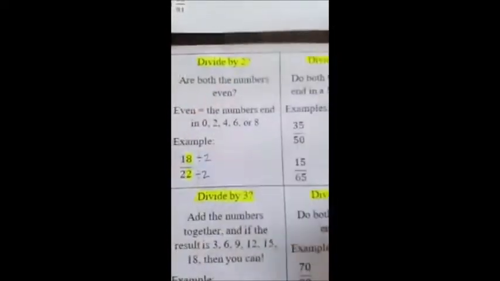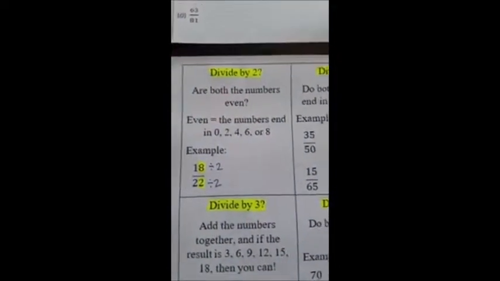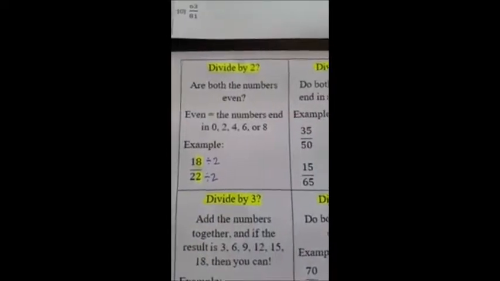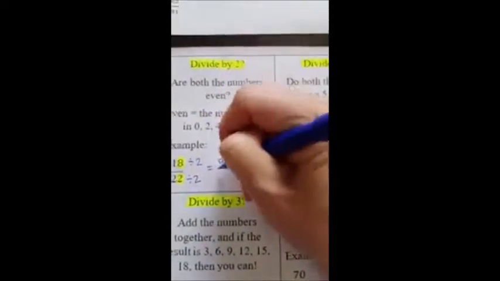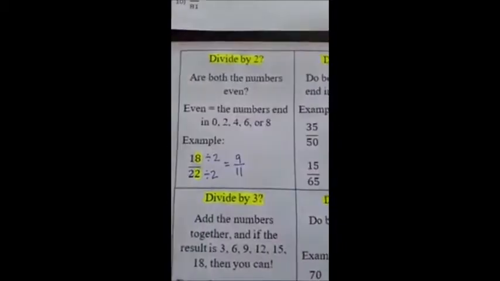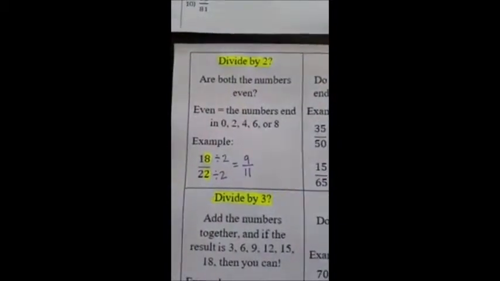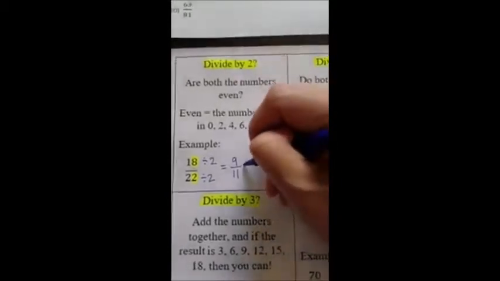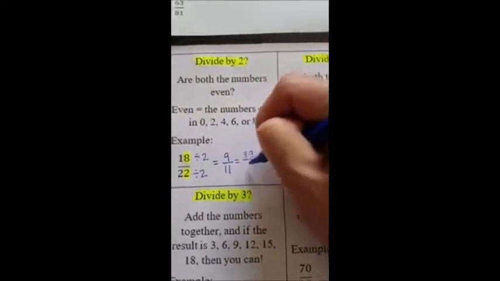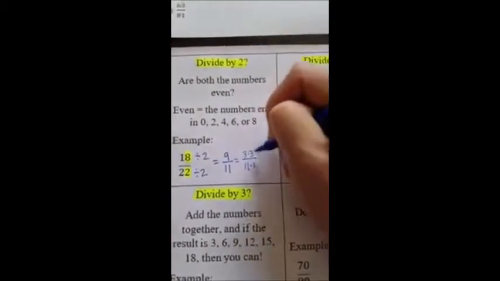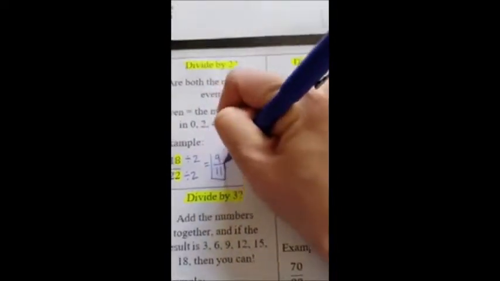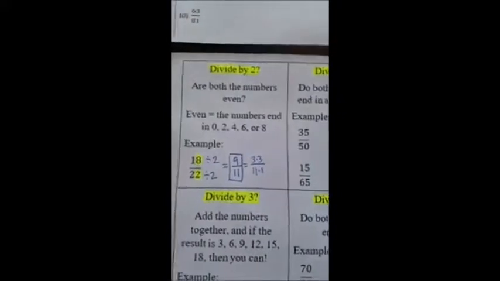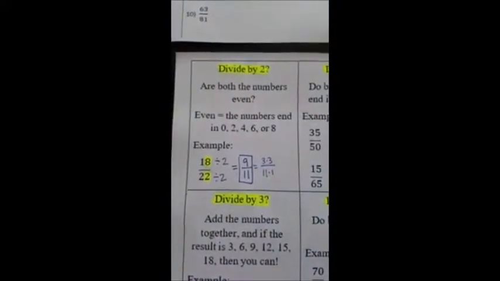Divide by 2. You can use your multiplication chart or you can use a calculator if you don't know your multiplication facts. 18 divided by 2 is 9. 22 divided by 2 is 11. 9 and 11 don't have any factors in common because this could be 3 times 3. This could be 11 times 1. They don't have any factors that they share that you could cancel out. So 11 and 9 have to stay the same, and that is simplest form.